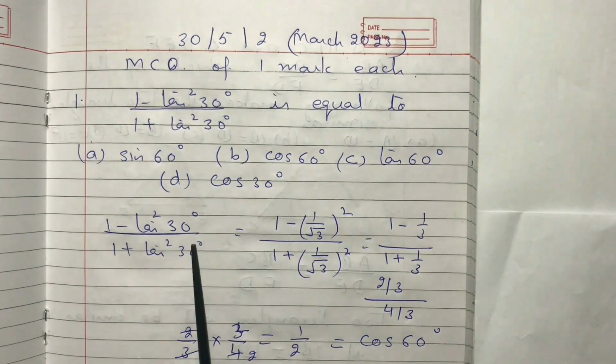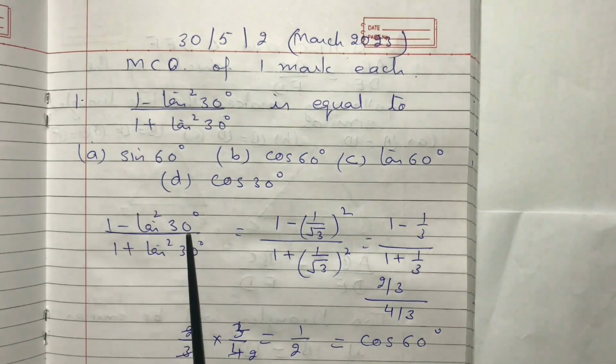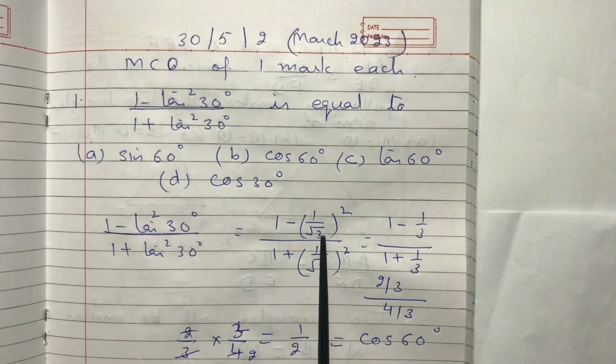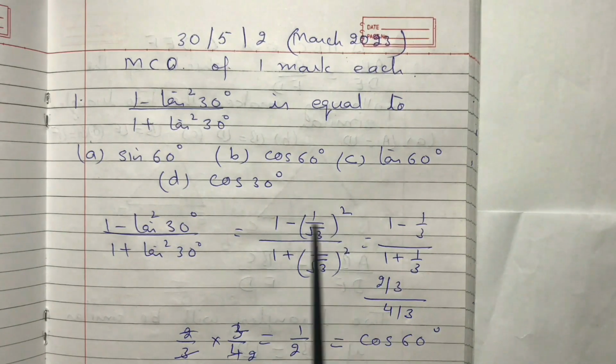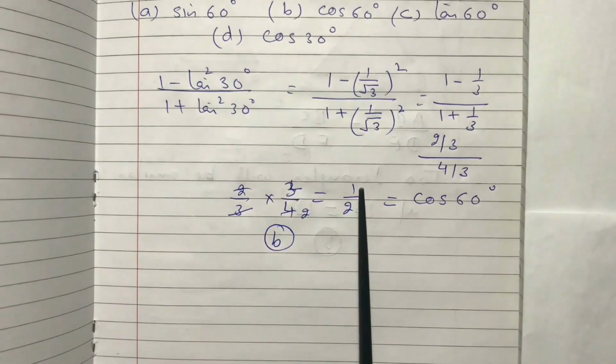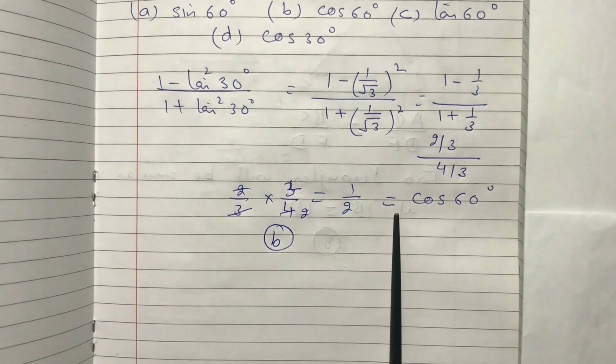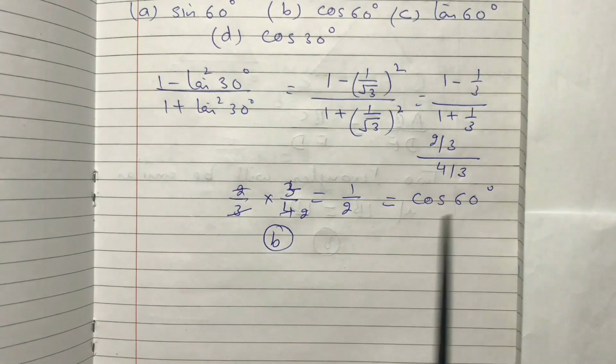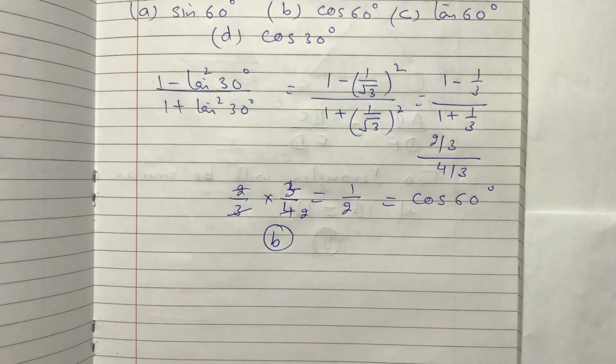You have to find the right one. Now this is the question. Write the value of tan 30 degree, which is 1 by root 3, and after substituting the value, calculate it. You will get 1 by 2, and that is equal to cos 60 degree. So B is the option.